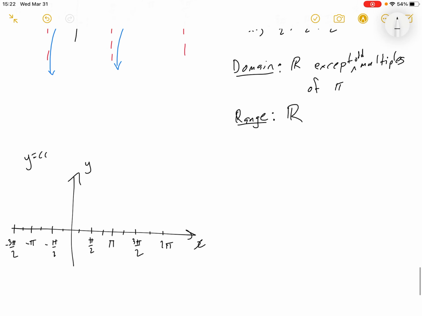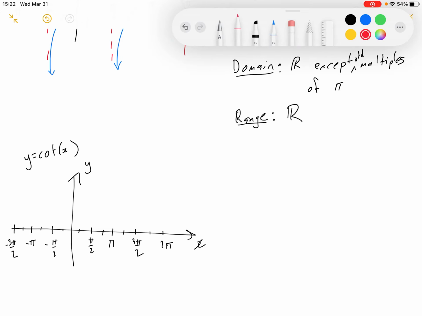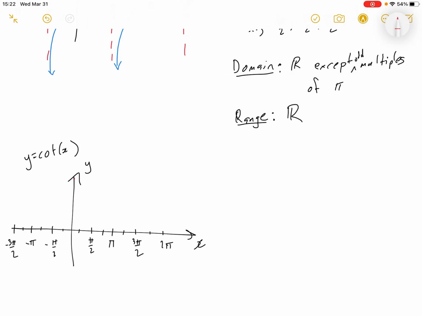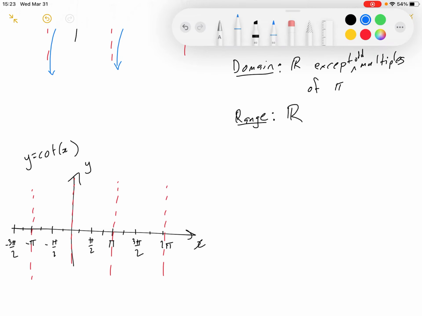Now that is going to switch for cotangent. So everything I was writing down does apply to cotangent. The asymptotes are now going to be at all the multiples of pi. So wherever you see something in terms of pi and not pi's over 2's, those are the asymptotes.